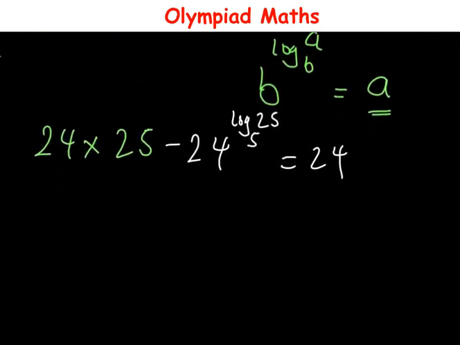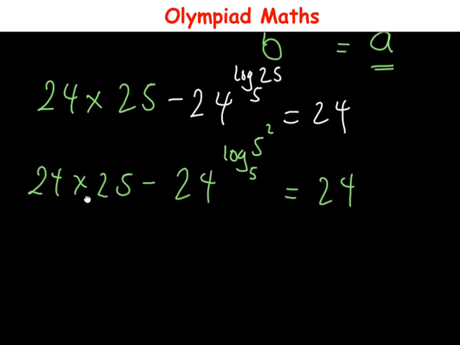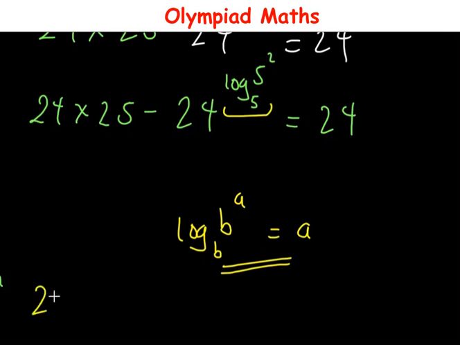So from here, with this, we have 24 times 25 minus 24 raised to power logarithm of, we can write 25 as 5 raised to power 2 base 5 equals 24. Good. So applying this rule of logarithm, that if you have logarithm of b base b raised to power a, this is equal to a. Applying this right here, this then becomes 24 times 25 minus 24. This becomes raised to power 2 is equal to 24.